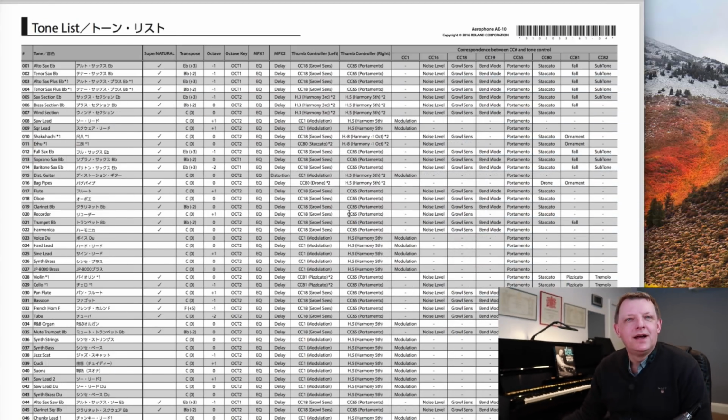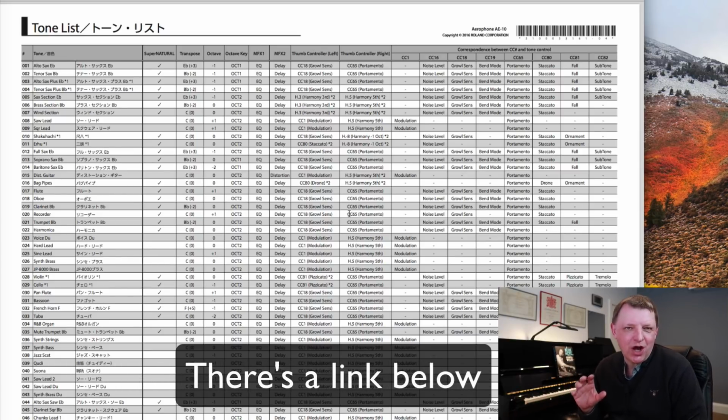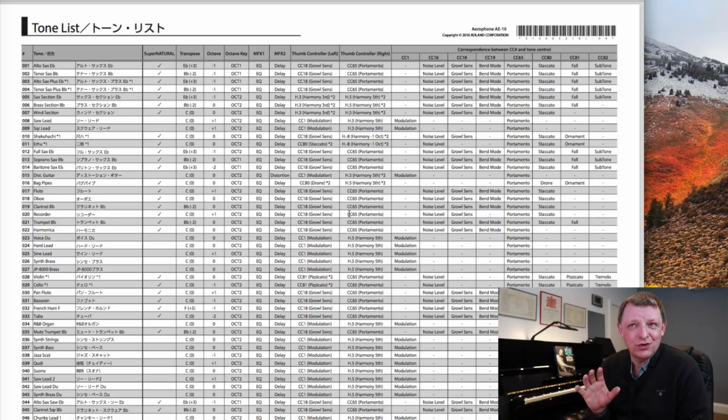So how do we do that? And how do we know which of these CC messages to send, and how do we use them? Let me show you. The first thing you want to do is go to the Roland website and download what is actually the tone list. It's not called the continuous controller list, it's called the tone list.